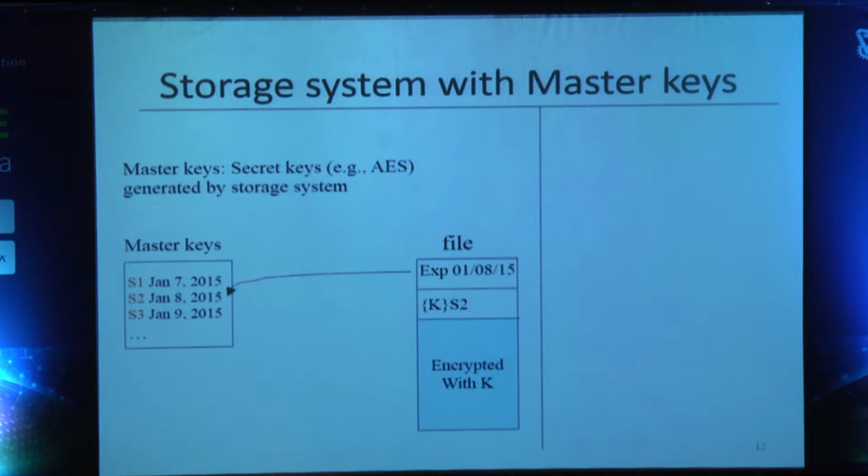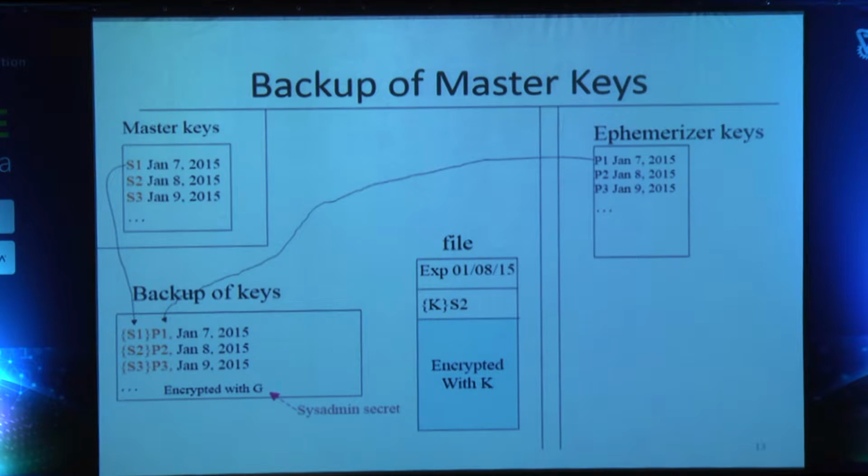So this is back to the picture of what the storage system is. In normal operation, as long as you haven't lost this piece of hardware, there's no ephemerizers. You just open the file, look at the expiration date, get the master key, and you can decrypt that file. But when you're making a backup of the keys, you take your January 7th key, encrypt it with the ephemerizer's January 7th key, and that's what's on the backup. And so you do that for each of your 10,000 keys, and then you wrap the whole thing one more time with some sort of permanent secret for the storage system, so if somebody stole your backup of the keys, they couldn't ask the ephemerizer to decrypt.